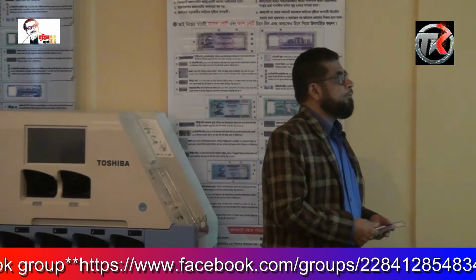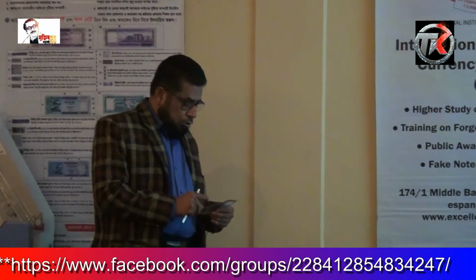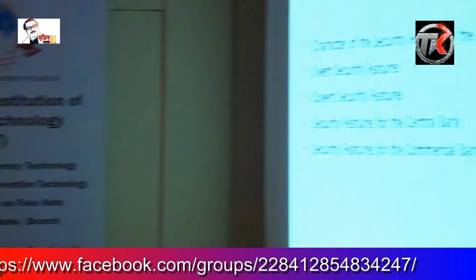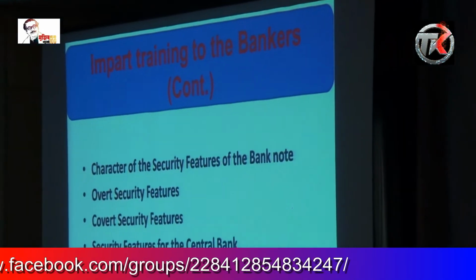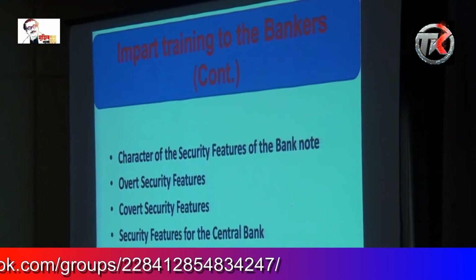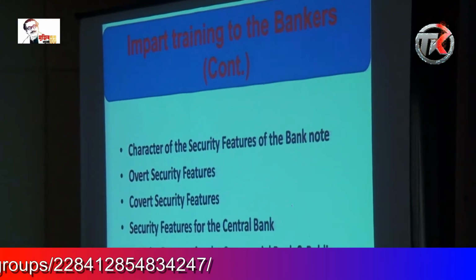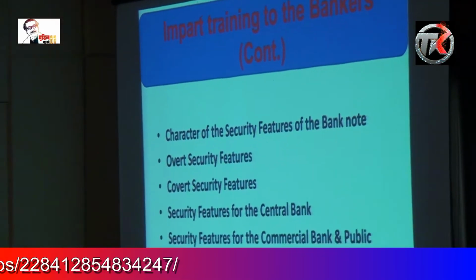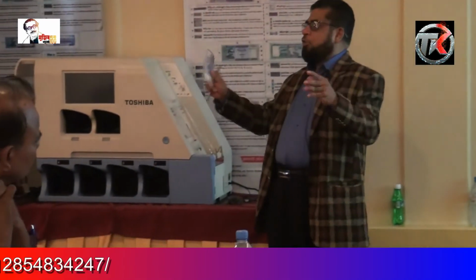Next. Character of the security features of the banknote. So the banker should know the security features. There are a lot of security features. You have to know the basic idea of the security features. What is a watermark, what is a thread, what type of thread, what is UV, what is IR, what is magnetic, what is SPARK, what is OVI. So the banker should know the security features.